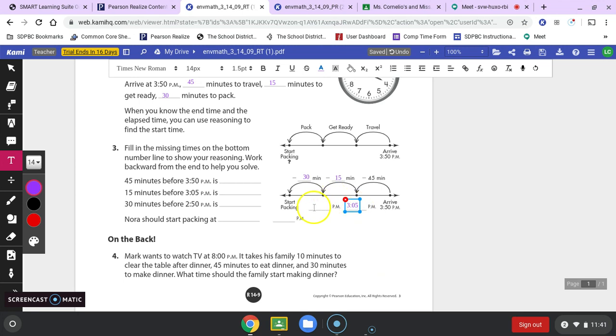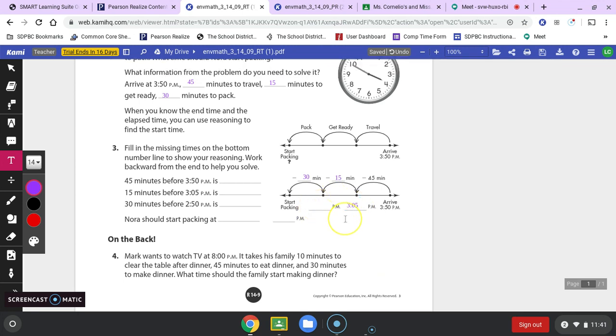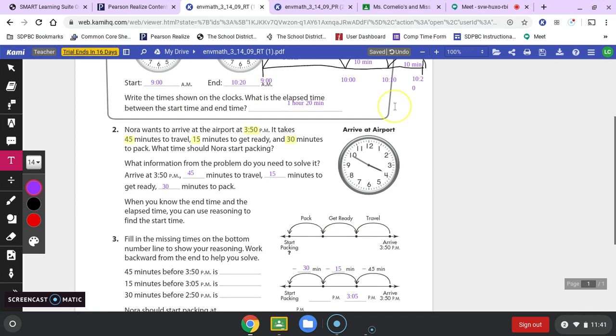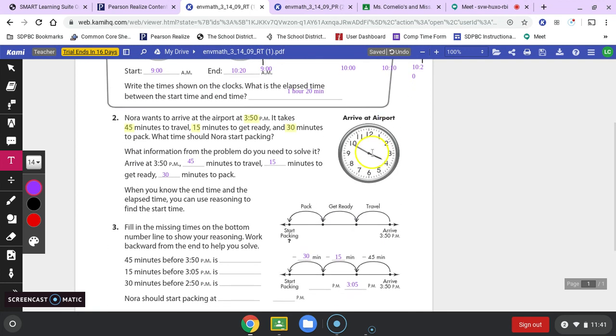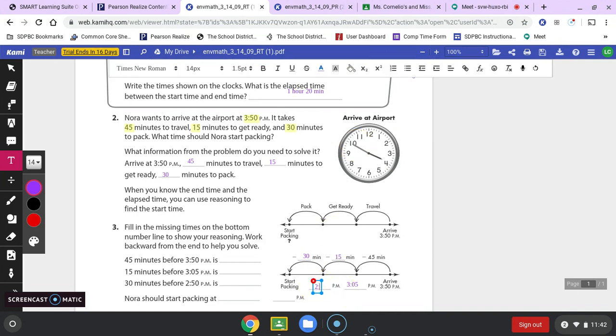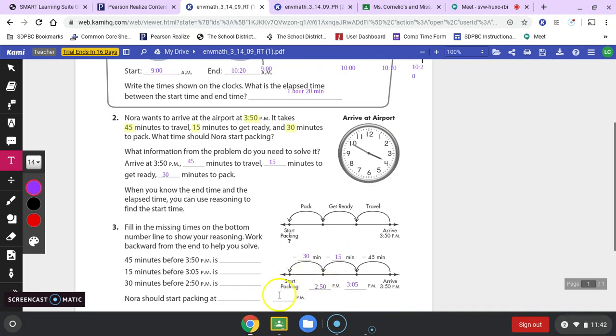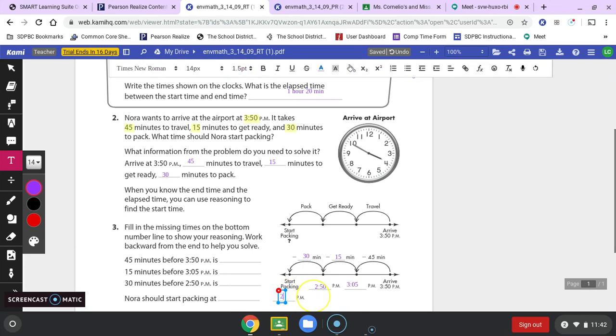And now when we go over here, we're subtracting 15 more minutes. Well, let's use this clock here. If it was 3:05, I have the long hand here at the 5, and I need to go back 15 minutes. I'm going to count back 5, 10, 15, and now I'm on the 50, and then it goes into the hours, so that means this is 2:50. And if I go back 30 minutes before 2:50, it's going to be 2:20.